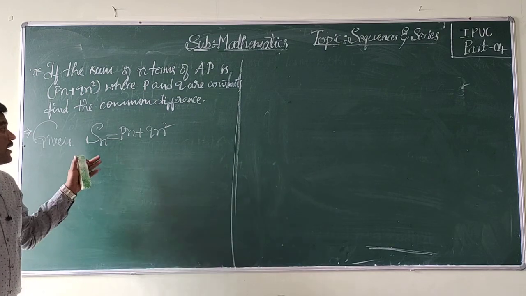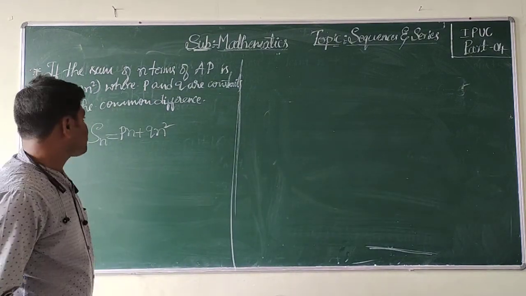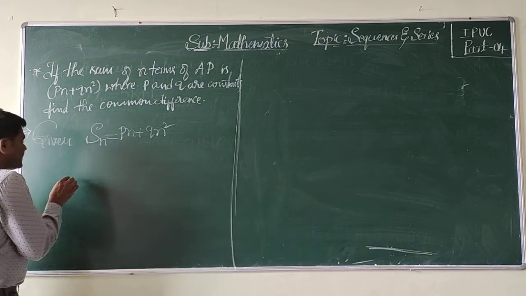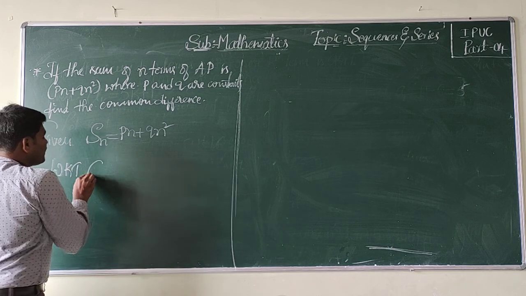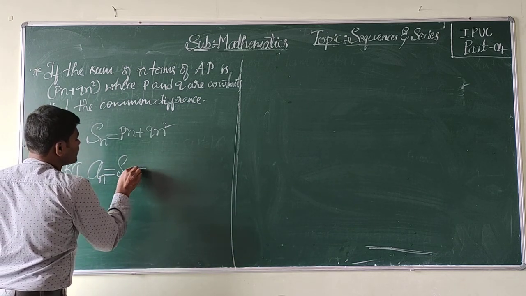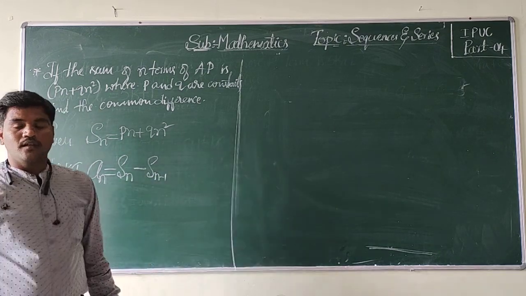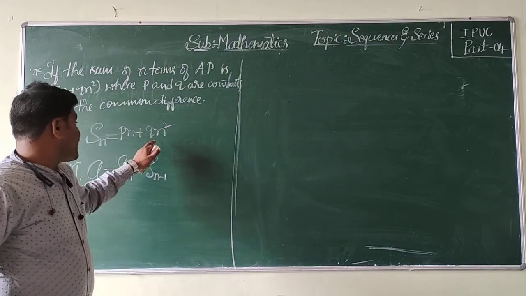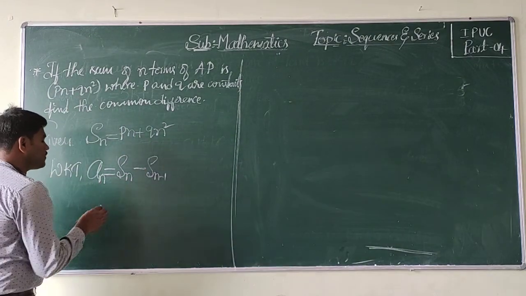You know how to find the nth term, the general term of an AP, by using the sum of the AP. We know that the general term of an AP is calculated by An = Sn − Sn−1. Replace n by n − 1 and we get Sn−1. Sn is given, substitute here.